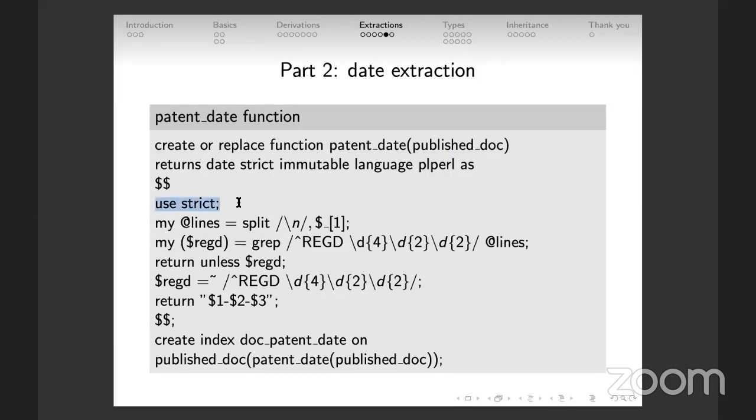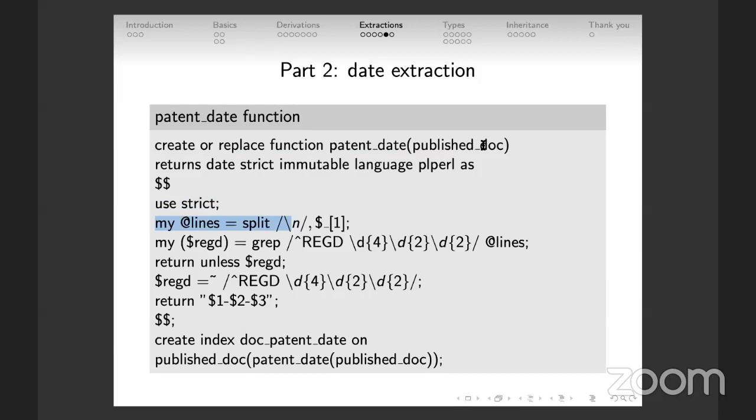A few of you may be going, hey, you can't use "use" inside a PL/Perl function. Use strict is an exception. It is allowed inside PL/Perl, and I recommend you use it. This tells Perl, please provide extra compile time checks, and if I mistyped a variable, please refuse to compile and throw an error instead. With a lot of these scripting languages, that's nice. It's worth using in this case.